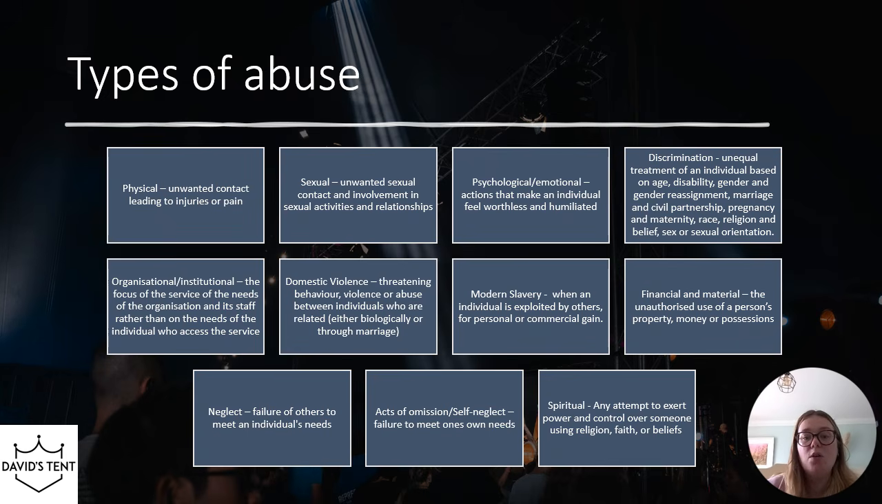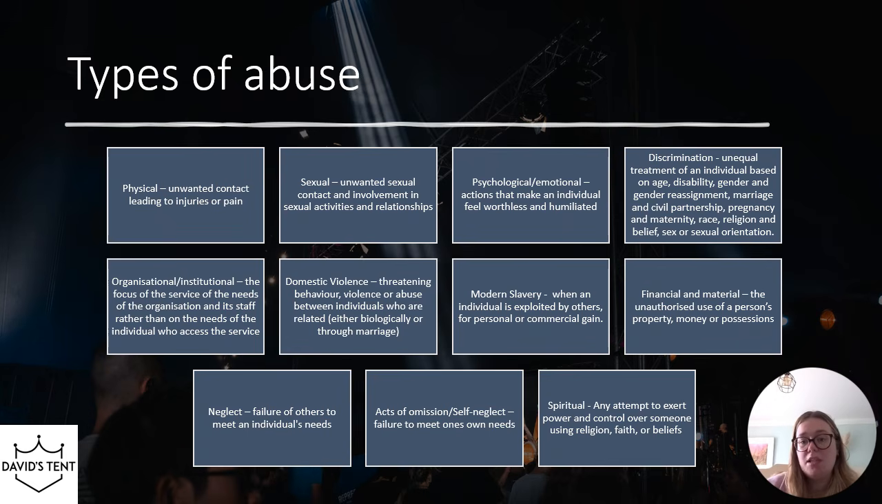Alternatively, if they're not having care from certain people, it can come under acts of omission or self-neglect. So the failure to meet one's own needs more as an adult, and that may be because of things like mental health really impacting on an individual, or health needs or environmental needs as well.